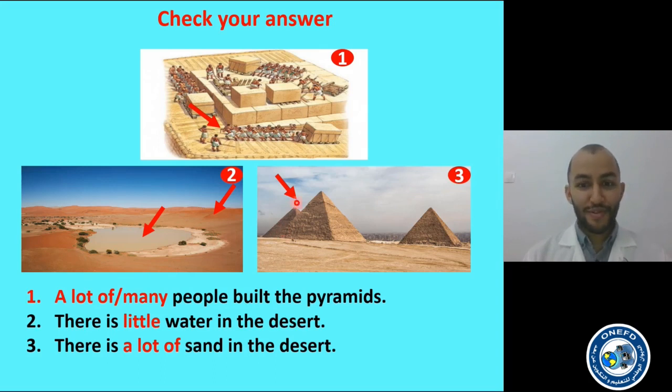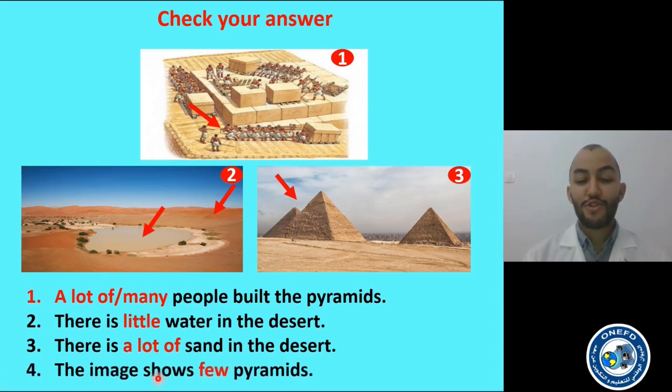Now let's see the last one. If you remember, I told you to take a look at the pyramids here. We have a lot of pyramids, some pyramids. So what can we say? My answer is the image shows few pyramids, because we have only 3 here, not a lot of them. Is that okay? I'll remind you that these are not the final answers. I'm sure yours are equally correct and equally valid.